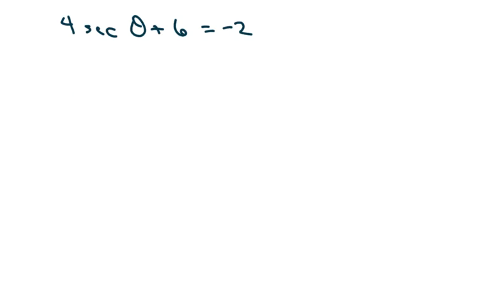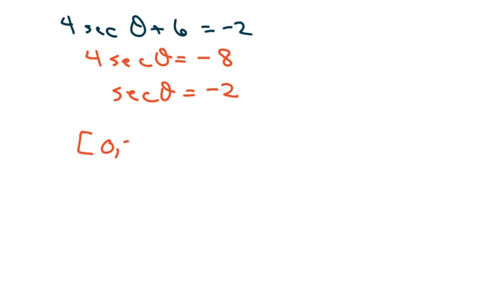Alright, and for secant, we are going to subtract the 6, and you're going to get -8, then divide both sides by 4, and you get -2. And so on the interval from 0 to 2 pi, our solution set is going to be 2 pi over 3 and 4 pi over 3.